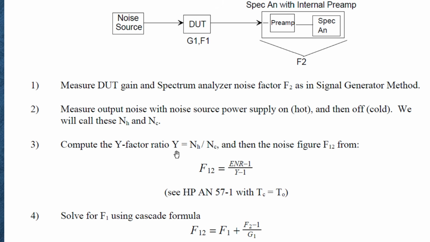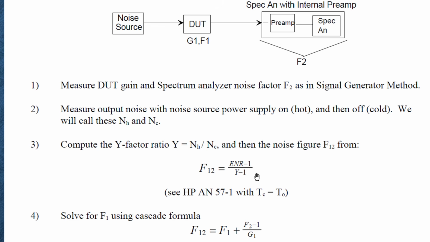This Y-factor ratio is the noise power hot divided by the noise power cold. So if your spectrum analyzer is reading out in dBm, then you would take the difference of that and get a dB value and then back that into the non-dB domain, and that would give you the Y-factor. Then you can calculate the noise figure of these two pieces together. That's what I'm calling F12, the device under test plus the spectrum analyzer, using this formula, which is in the application note. ENR is the so-called excess noise ratio, and it'll be written on the noise source.